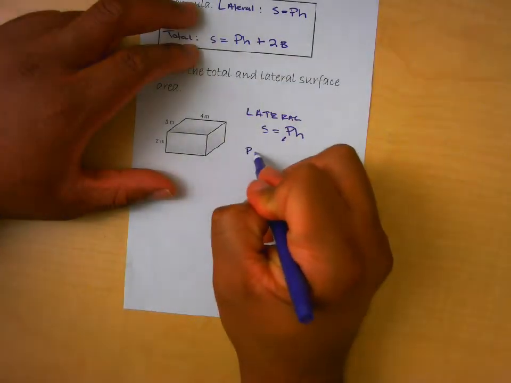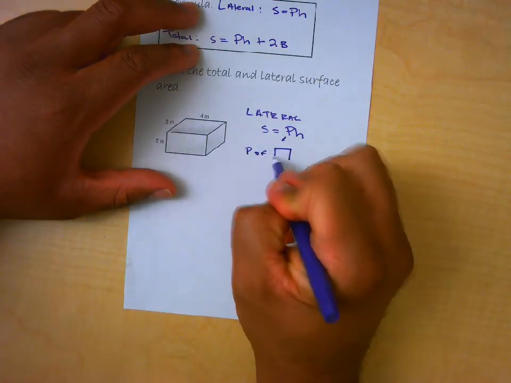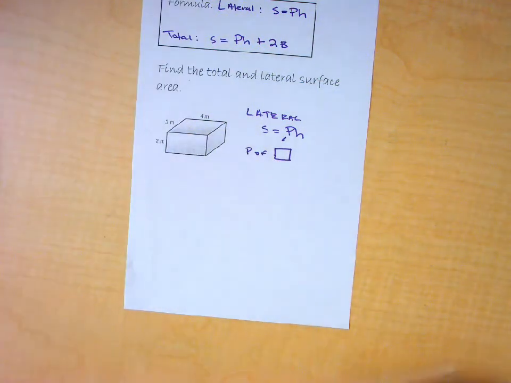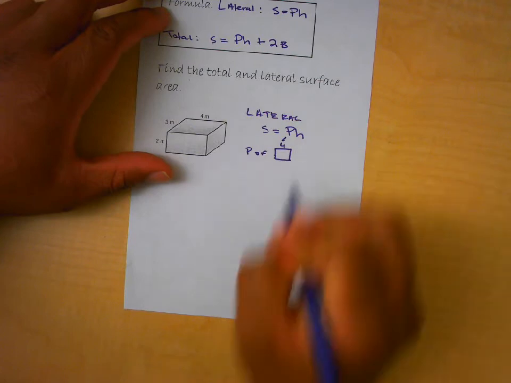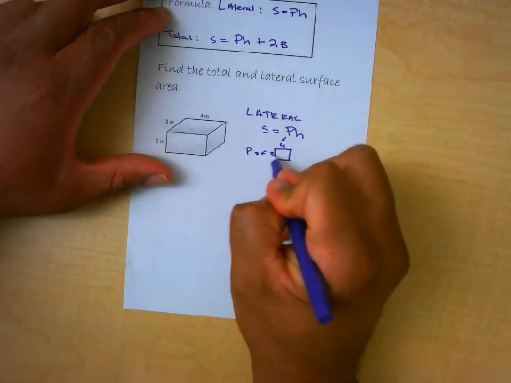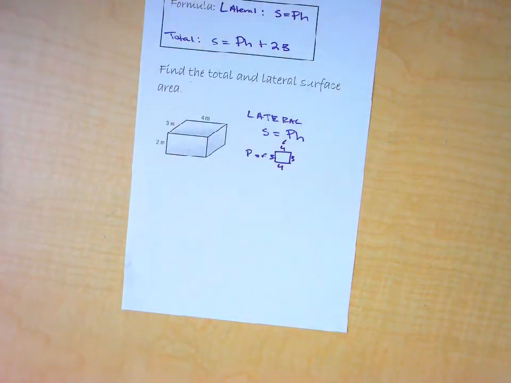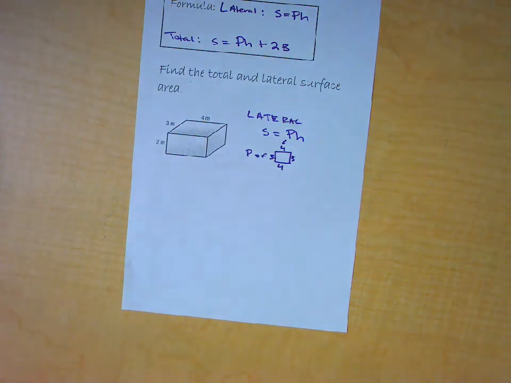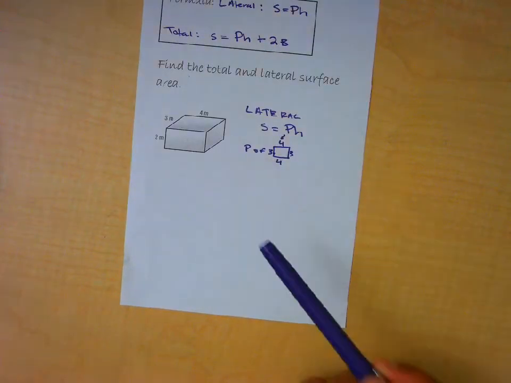Perimeter of what shape is that? So draw a rectangle. Perimeter of a rectangle. What is the length of my rectangle? 4. And the width is 3. So I'm going to put the numbers on all 4 sides. So the perimeter of the base, my base is a rectangle, so I'm going to draw the perimeter of the rectangle. Then I'm going to put the numbers on that rectangle. 4 and 4, 3 and 3. Why do you think I do that? So I can solve for the perimeter.